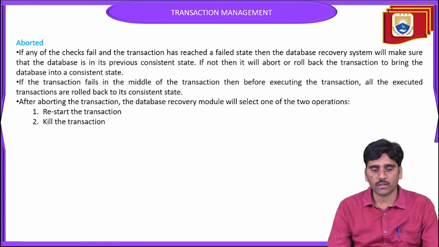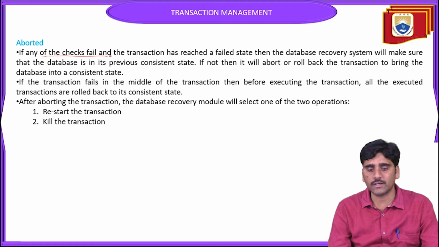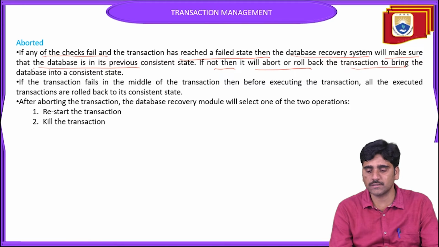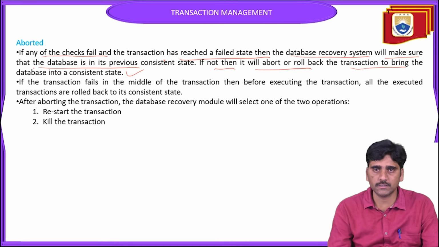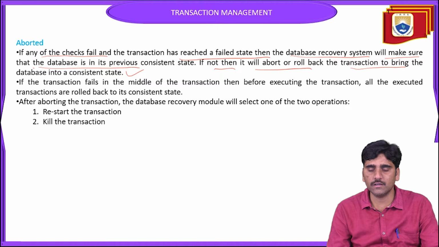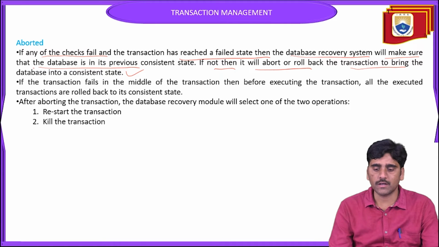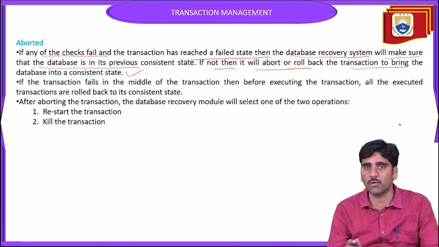And the aborted state. If any one of the checks fails and the transaction has reached a failed state, then the database recovery system will make sure that the database is in its previous consistent state. If not, then it will abort or roll back the transaction to bring the database into a consistent state. So that means if any transaction fails and it has the eligibility to roll back, then the transaction is going to be rolled back again from the aborted state.